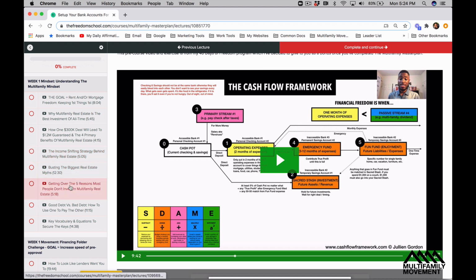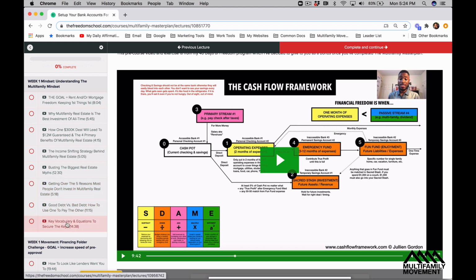All right. Then we're going to get into going over the 5 reasons most people don't invest in multifamily real estate. We're going to explain the difference between good debt and bad debt and how to use good debt to pay off your bad debt. So we're going to acquire a mortgage at a low interest rate, and we're going to acquire an asset, and we're going to use that asset to pay off all of our other debts that are bad debt. Okay, bad debts are debts that you have to pay yourself. Good debt is debt that pays itself and gives you cash flow.